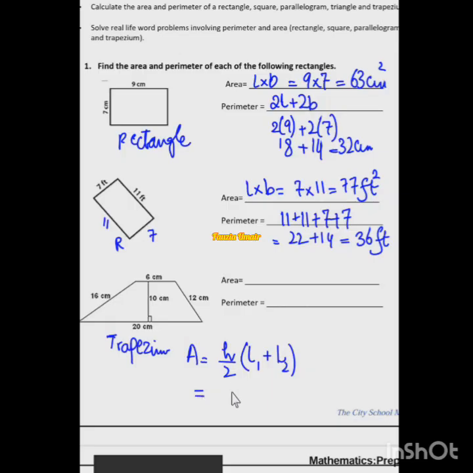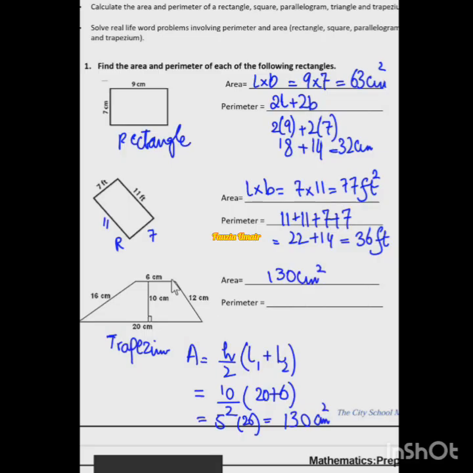So what is height? 10 centimeter. 10 by 2. And what is L1 plus L2? 20 plus 6 centimeter. So 10 by 2 is 5, and 26. So what is the answer? 130. Yes, ma'am. 130 centimeters square, right? So this is 130 centimeters square.